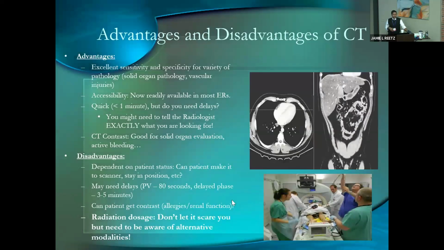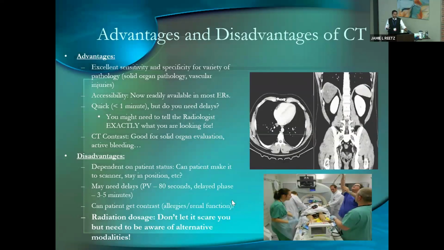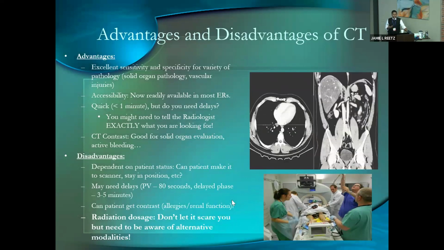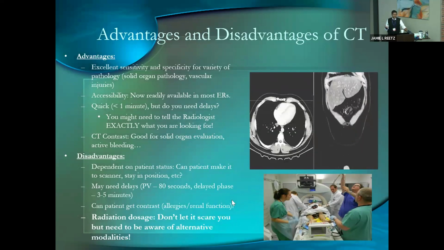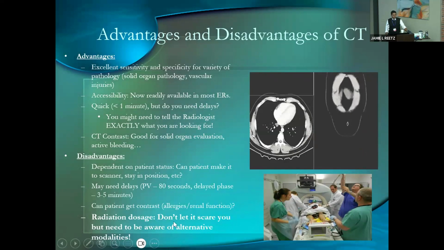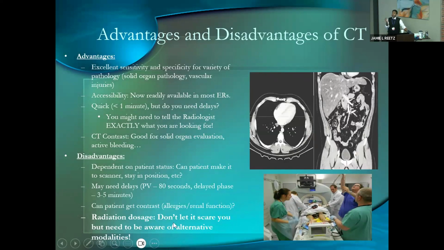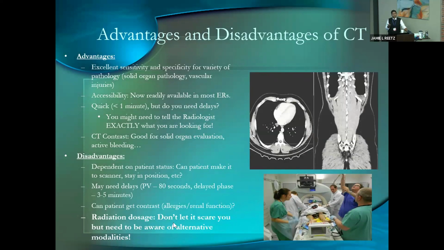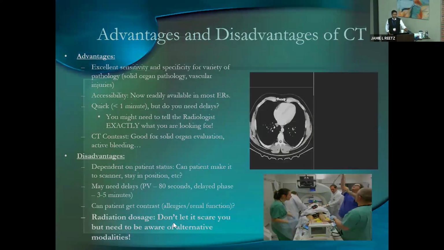Again, to zip through it, the advantages of CT are what we spoke about. It's just really good at looking at stuff really quickly. It's got a lot of utility to it. I think the biggest disadvantage for the obstetric patient really is that radiation dosing. I don't want it to scare you, but I want you to be aware of it. When you order a CT for a pregnant patient, make sure you have a really good reason to do it.